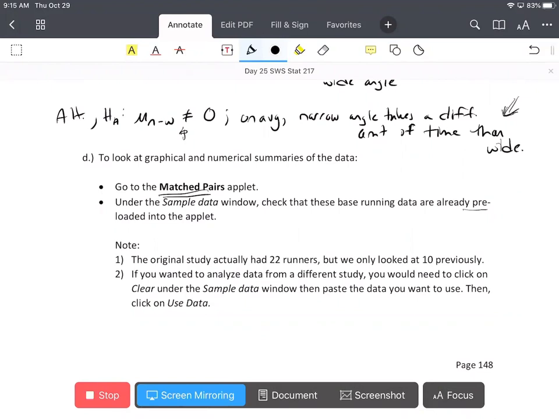So remember we talked about yesterday that the original study had 22. We only looked at 10 yesterday because it would have taken quite a bit of time to do the differences for 22 runners. If you want to analyze data from a different study, remember you need to clear the data that's currently in the sample data window and then paste in the data you want to use. Then click Use Data.